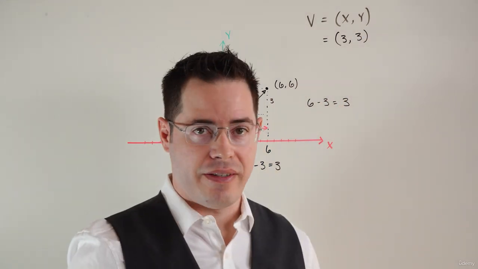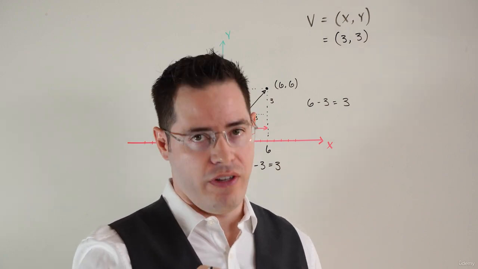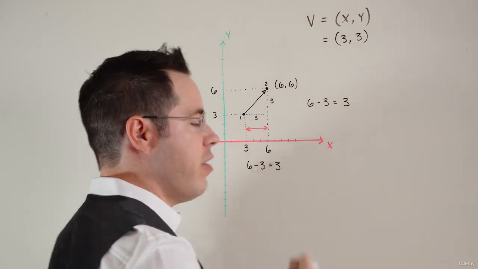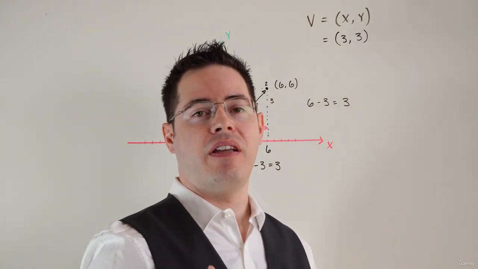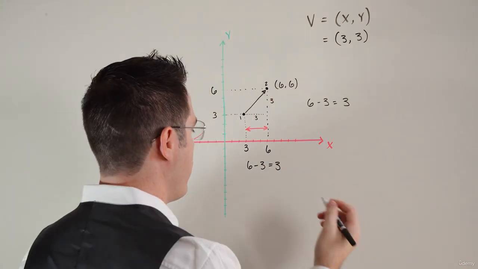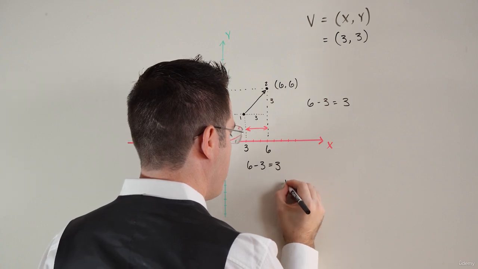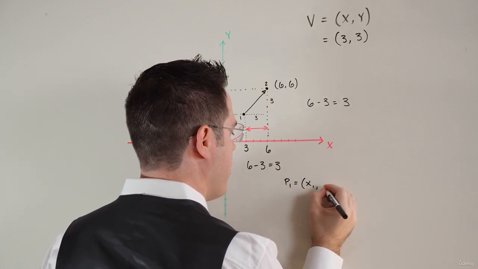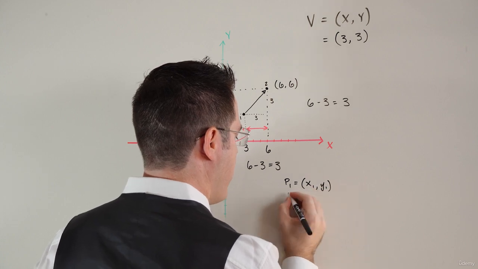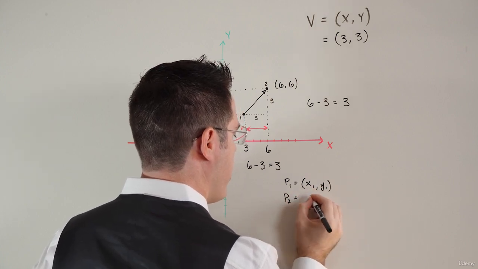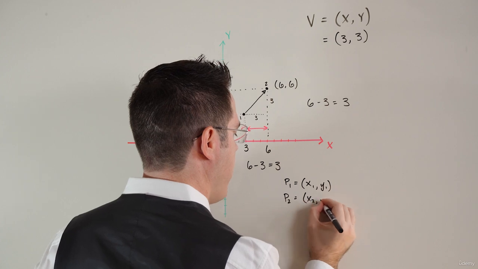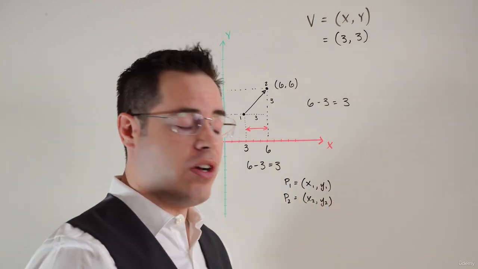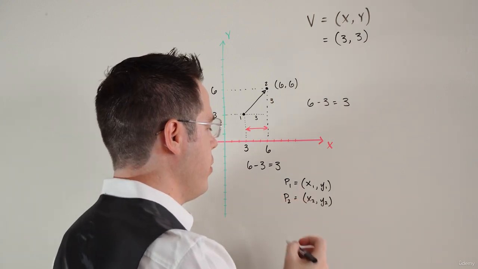And we can generalize this into a formula that works for all vectors. If we have points 1 and 2, and we know their coordinates, we can simply perform subtraction. We can take point 1, which has coordinates x1 and y1, and we can take point 2, which has coordinates x2 and y2.